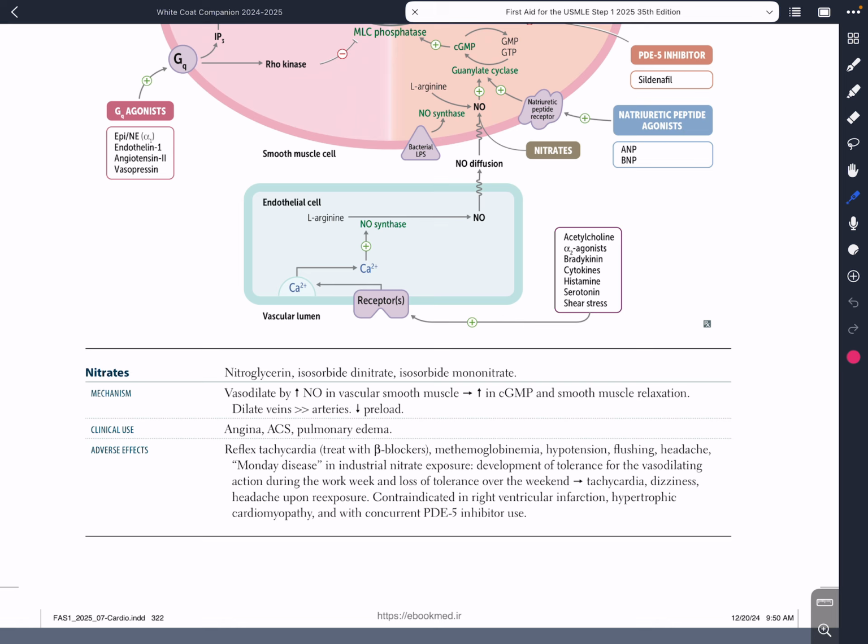Right side MI shows in leads II, III, and aVF. These are the ECG findings of right heart failure. With right heart failure, don't give them nitrates, give them IV fluids.